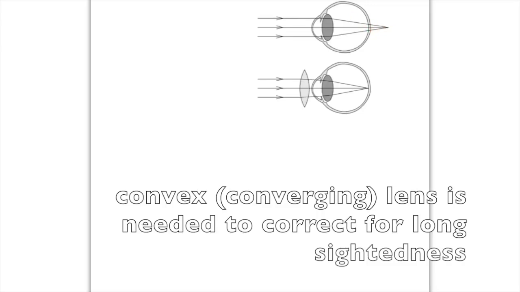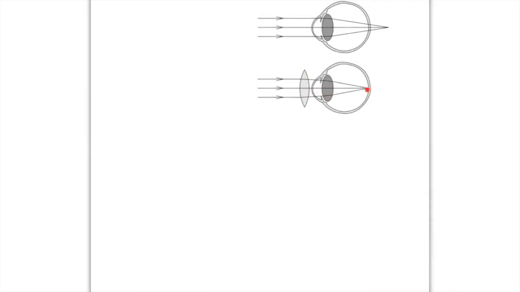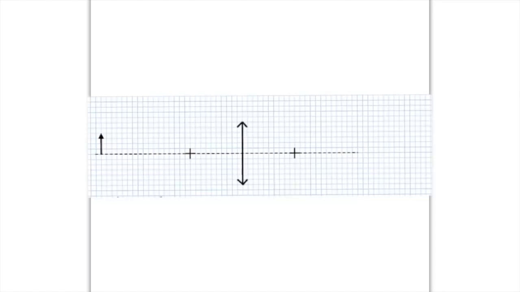So instead, you need a convex or converging lens, which is actually going to cause those rays to come in so that when they're brought onto the human lens, they meet nicely on the back of the eyeball here on the retina. So let's have a go at constructing various ray diagrams.